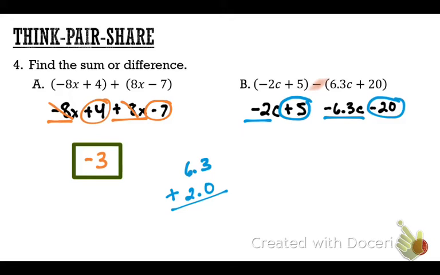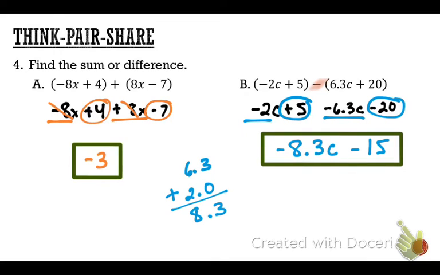A lot of people got 6.5. That's not the correct answer, okay? Instead, what would this be? 8.3. So add the numbers, keep the sign. What would the answer be? Negative 8.3c. Now, we combine positive 5 and negative 20. What do you get? Negative 15. Was there anyone who got that correct? All right, if you did not, please erase it and fix it.